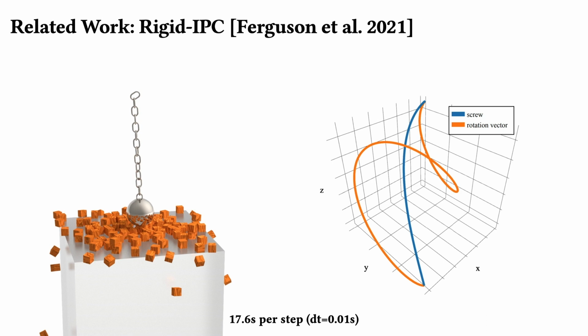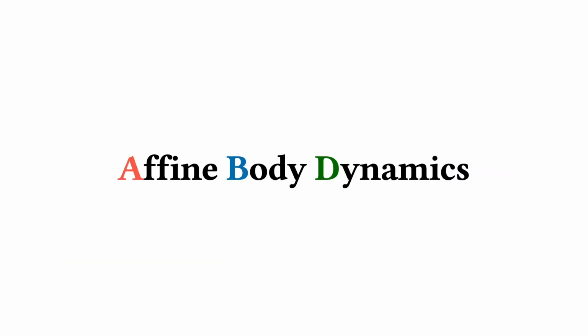To obtain the best of both worlds, we propose Affine Body Dynamics, or ABD. ABD simulates stiff, close to rigid, frictional contact dynamics with both guarantees of non-intersection and speeds that are comparable to and faster than highly optimized rigid body libraries like Bullet.